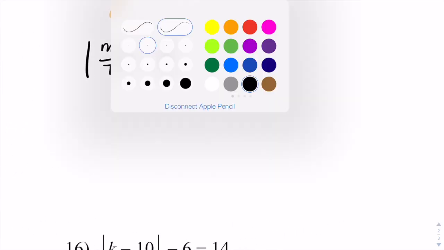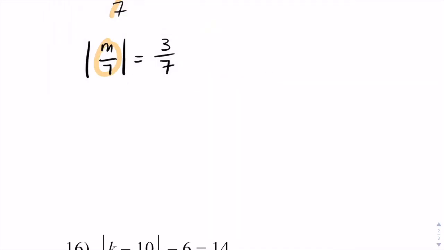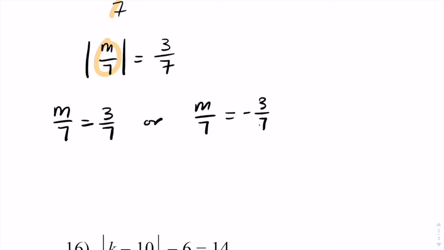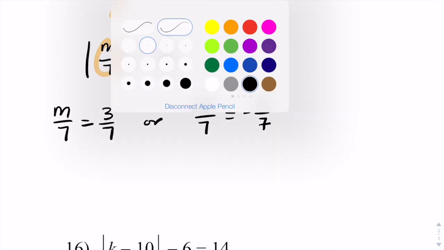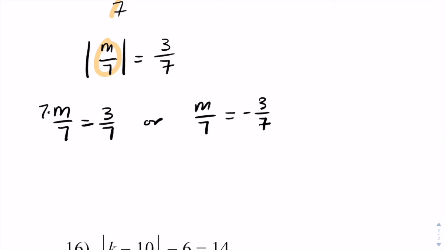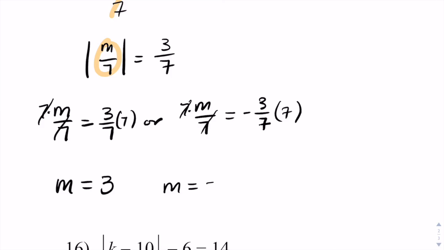Again, we then get what's inside the absolute value, m divided by 7, and equal it to 3 over 7. And then we get m divided by 7 and equal it to negative 3 over 7, and solve. Just like the previous example, the inverse operation would be to multiply by 7. So these two operations cancel each other out, and m is equal to 3. 3 divided by 7 times 7 is equal to 3. And we do the same thing here. These two cancel each other out, and m is equal to negative 3. So here are your two solutions.